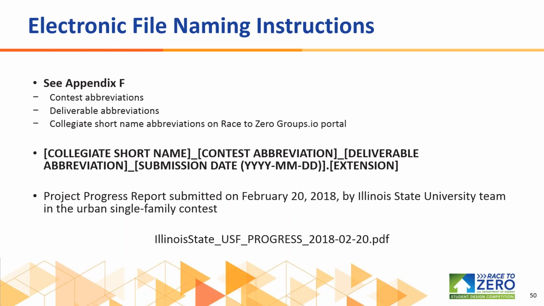For all the submissions, please follow the organizer's electronic file naming instructions. This ensures that your project is attributed to the correct team. We often have several teams from one collegiate institution, so your contest is very important to us. Collegiate short names can be found on the groups.io portal, and the other abbreviations are in the guide. I've presented an example here for you of a project progress report submitted on February 20th, 2018 by the Illinois State University team in the Urban Single Family Contest.